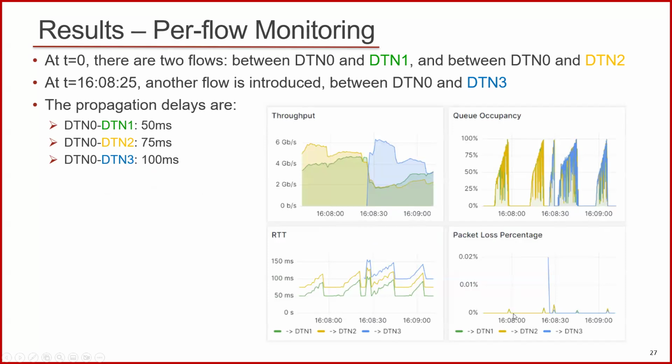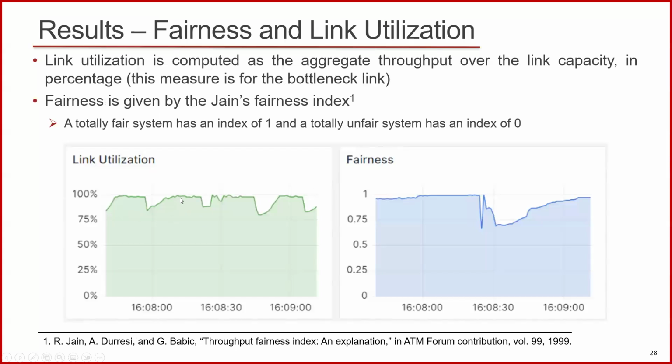When we had a packet loss that's caused by the queue occupancy, the throughput will decrease for all the flows. Throughput decreasing means we are no longer utilizing the link. The fairness is based on Jain's fairness index. It's between 0 and 1. A totally fair system has an index of 1, and a totally unfair system has an index of 0. So the closer to 1, the more fair the allocation of bandwidth to flows is.